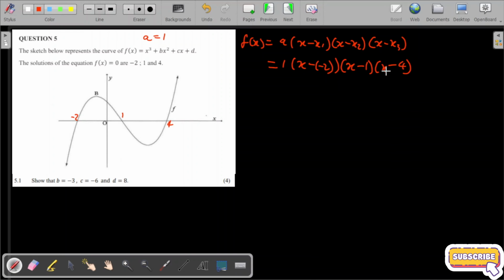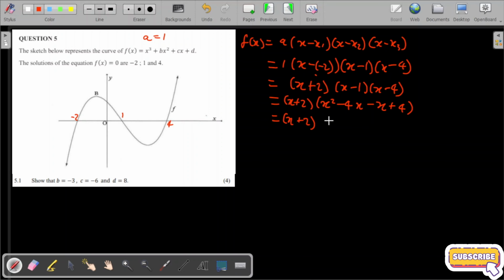So it's minus 4, and then this is just (x + 2)(x - 1)(x - 4). In this case, I need to open my brackets. I'm going to leave this one alone first and start with the other ones. This and this give me x squared. This and this give minus 4x. This and this give negative x, and then that and that give me positive 4. These are all in the brackets. So this is x plus 2, and then x squared minus 5x plus 4.